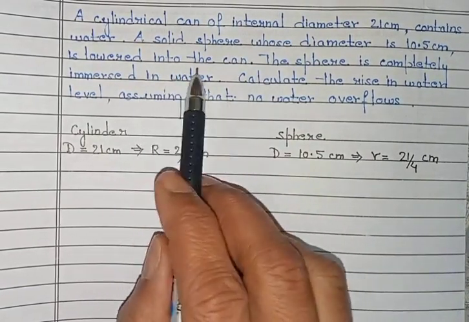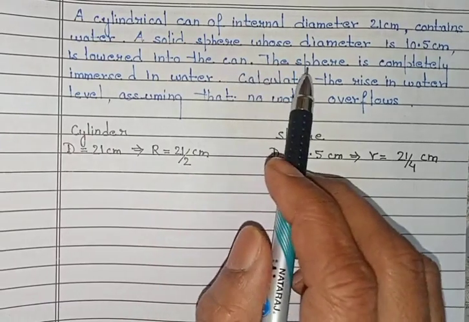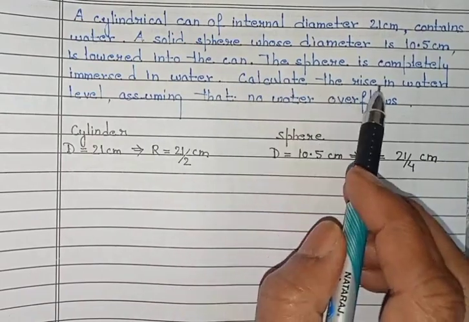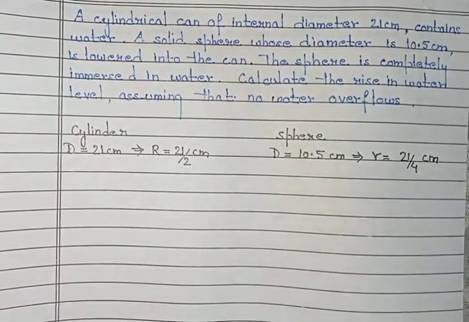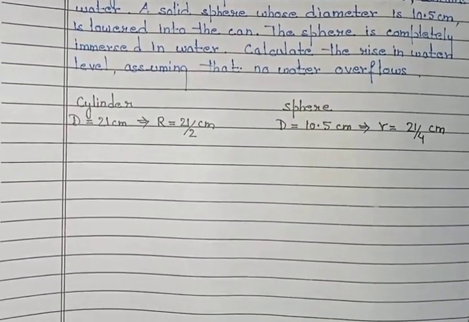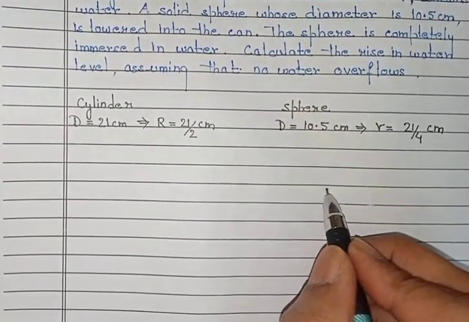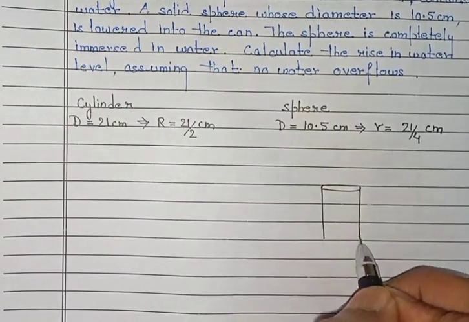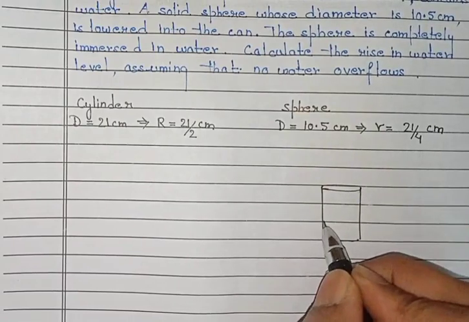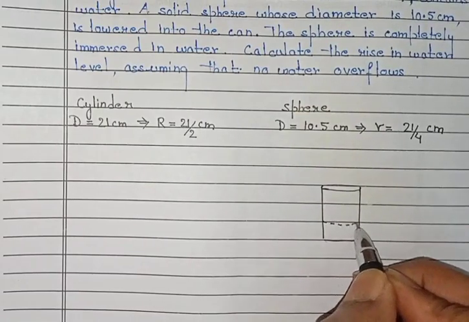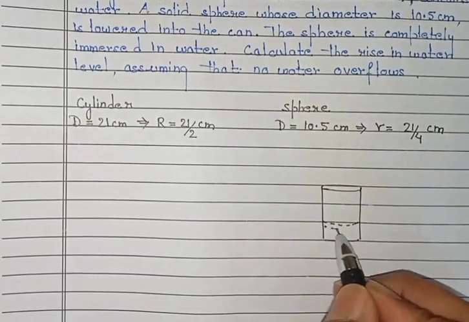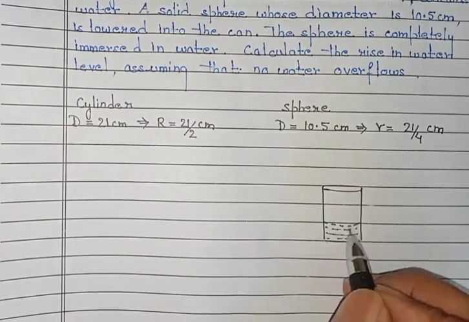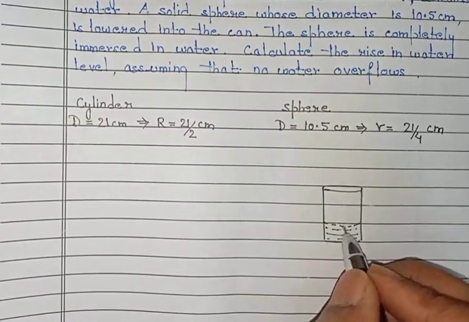Now this sphere is lowered into the can. The sphere is completely immersed in water and you have to calculate the rise in water level. Now first of all, you try to understand this diagram. We have a cylindrical container like this, and this container is having some water in it. Let us consider the level of the water be here. So this container is having some water in it, and now a sphere is lowered in it.